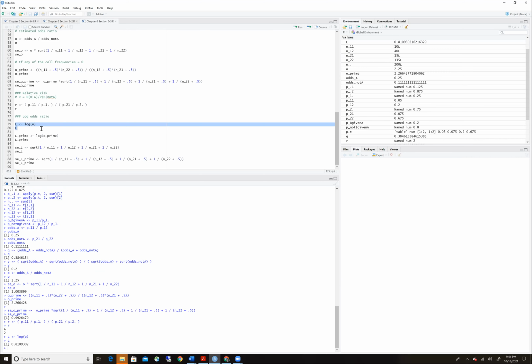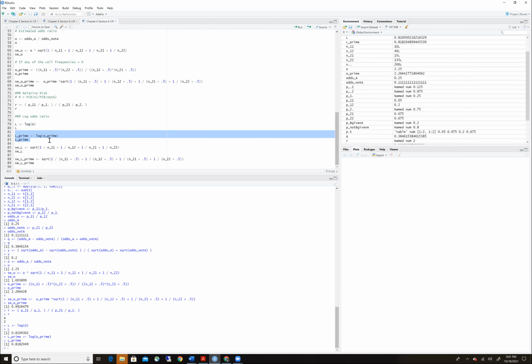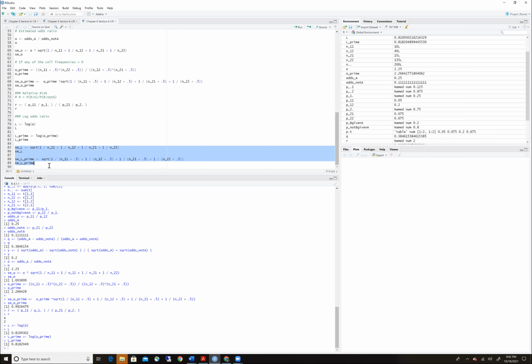Okay, so first we can calculate the log odds being 0.81. We can also calculate L prime, similar to equation 6.32. That's the log odds prime, 0.818. We can calculate the standard error of L. We can also calculate the standard error of L prime. This is in equation 6.33, if you'd like to reference.